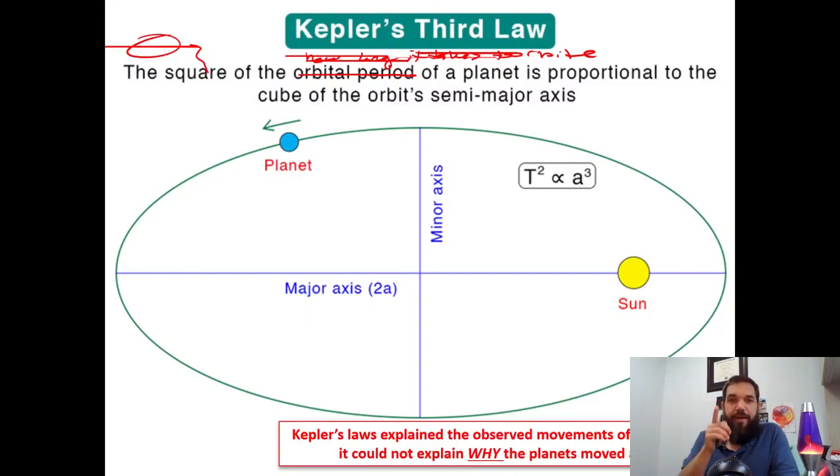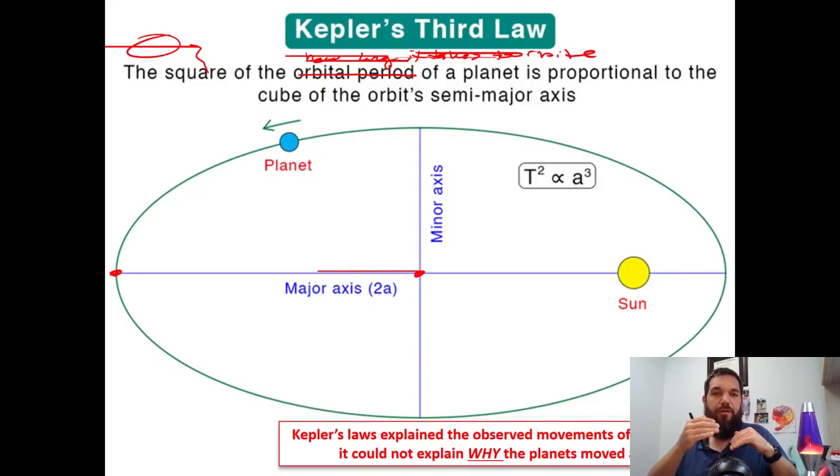So if you square that time, it's proportional to the cube. That means if you cube, to the third power, the orbit's semi-major axis. The semi-major axis is this: if you go from the center of the ellipse to the long dimension of the ellipse, that's the semi-major axis. So the time that it takes the planet to go around, I think it's just a really simple way to think of this.